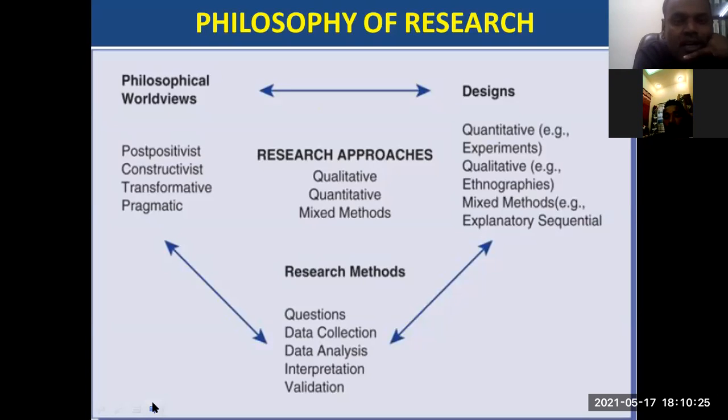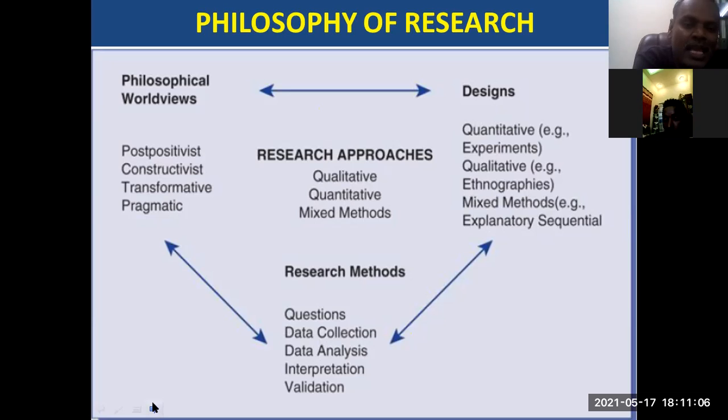There are four philosophical worldviews commonly followed in research. These four philosophical worldviews are picked by the researcher depending upon the nature of their understanding towards the society, towards the world. They will choose the worldview. Based on that, they will set their research approach and research methods, or you can say design. So mostly philosophical worldviews support them to set the design and also the research method.